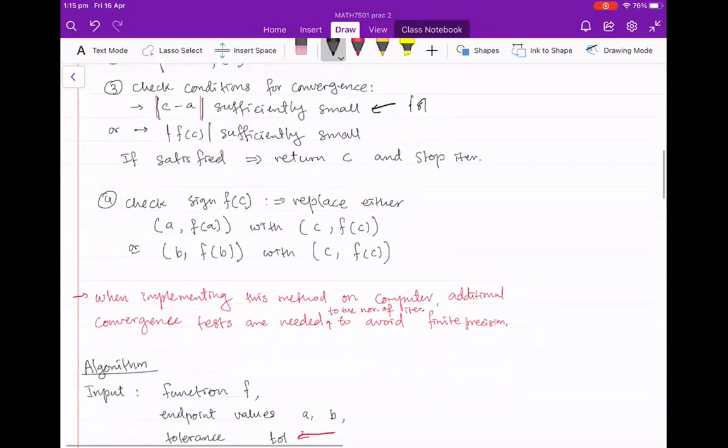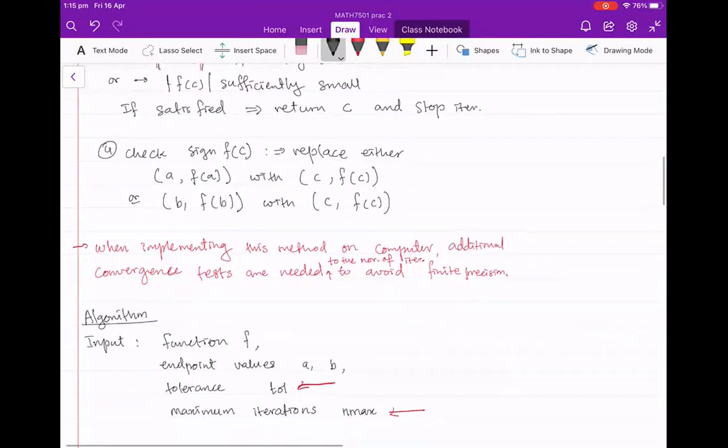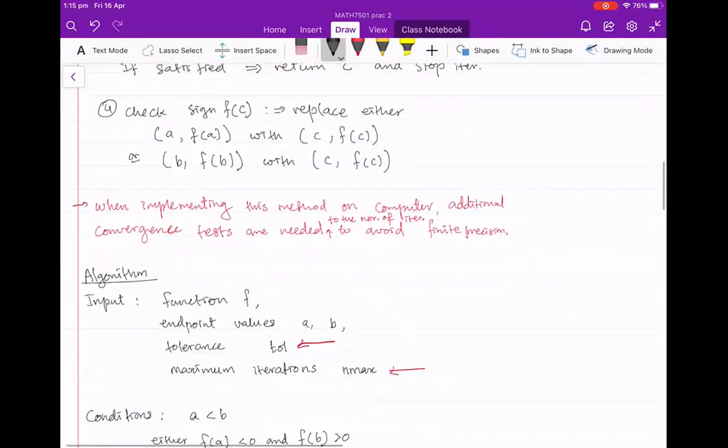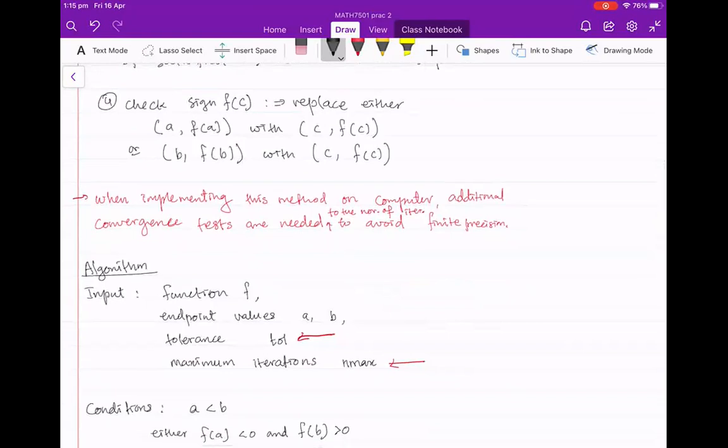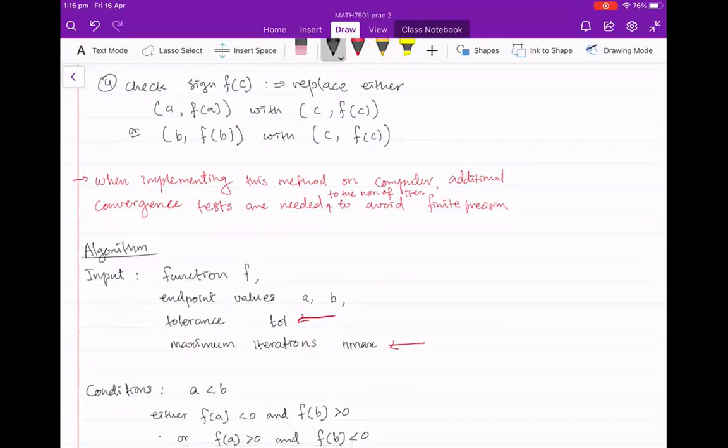Or the absolute value of f of C is sufficiently small. If that's satisfied, return C. Otherwise, you check the sign of f of C. This is repeatedly dividing the interval. Replace either the point A, f of A with C, f of C, or B, f of B with C, f of C. Okay.